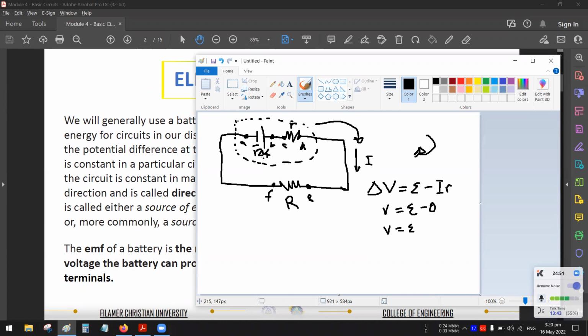So example na siya. But the actual potential difference between a battery's terminal depends on the current in the battery. So depende man siya gihapon sa current naton. So we know that voltage is equal to the product of current and resistance. Diba? So voltage is equals to current times the resistance.